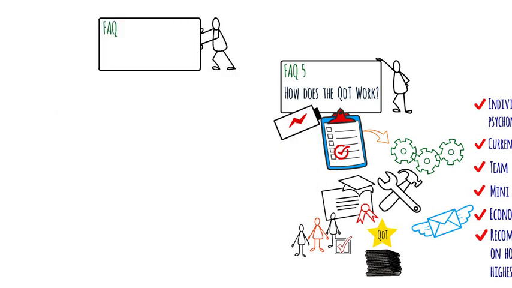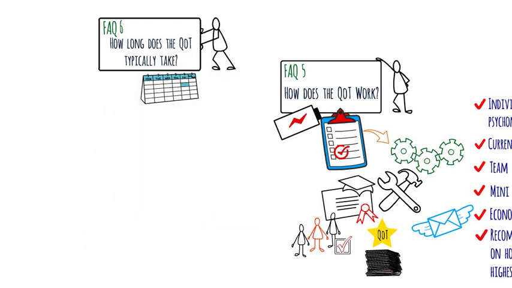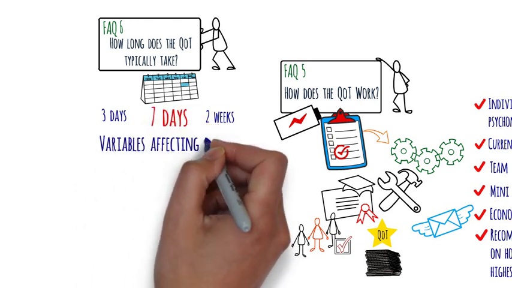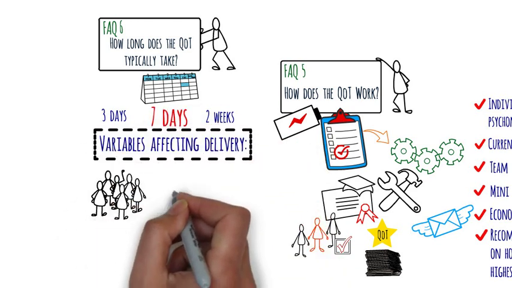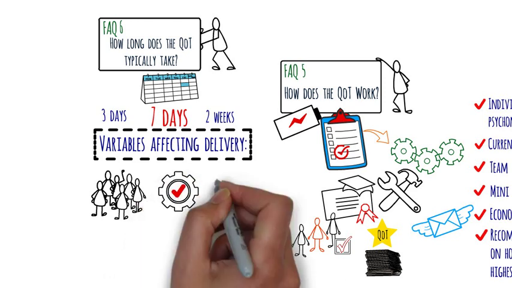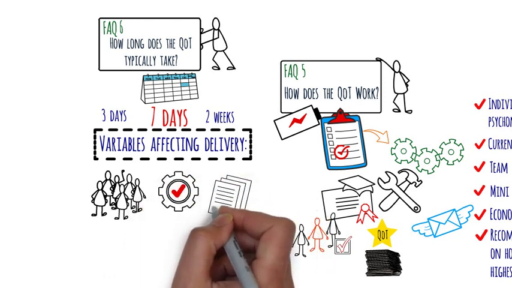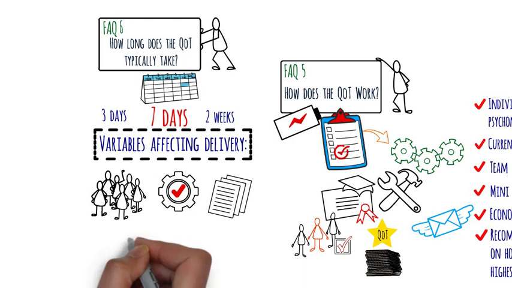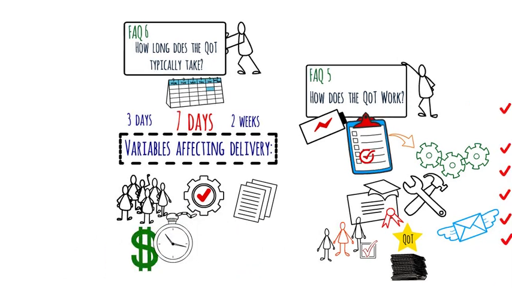FAQ number 6. How long does a QoT typically take? From our experience, as short as 3 days and as long as 2 weeks, with average times of approximately 7 calendar days. Variables affecting delivery include size of executive team, availability of executive team, and any backlog of committed client assessment work we may have. Rush pricing may be available but can't be guaranteed.